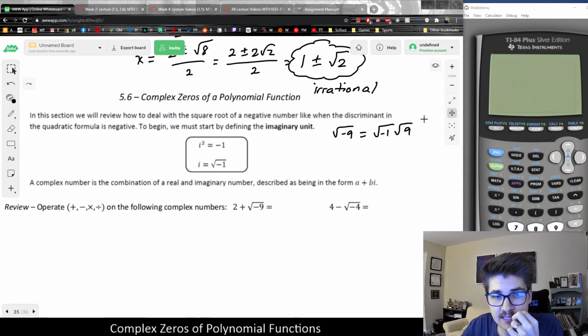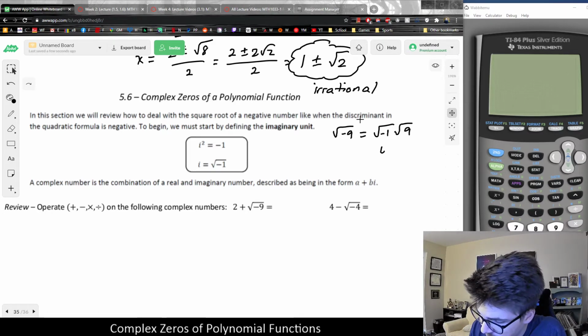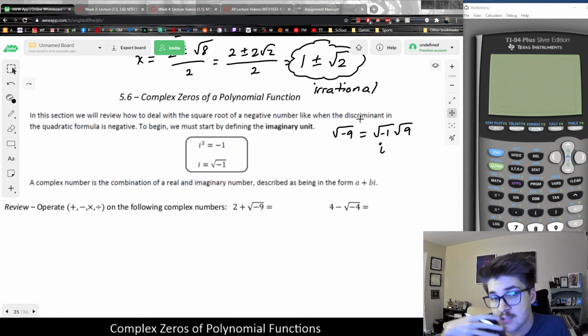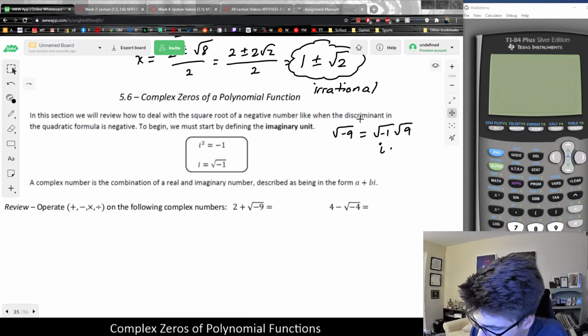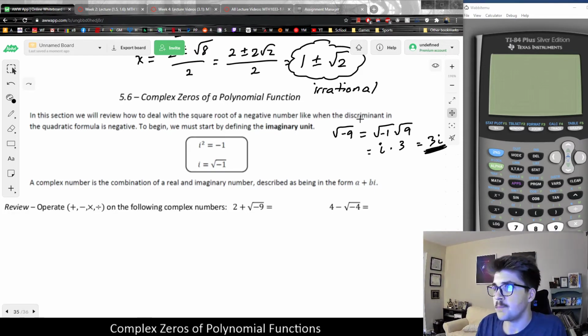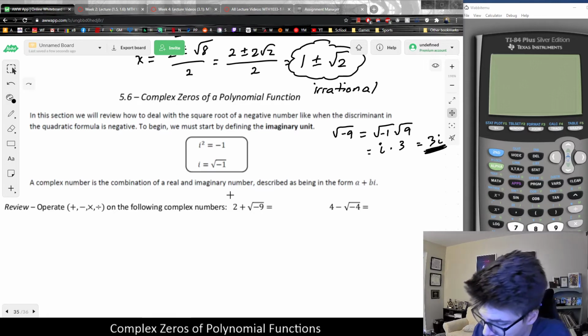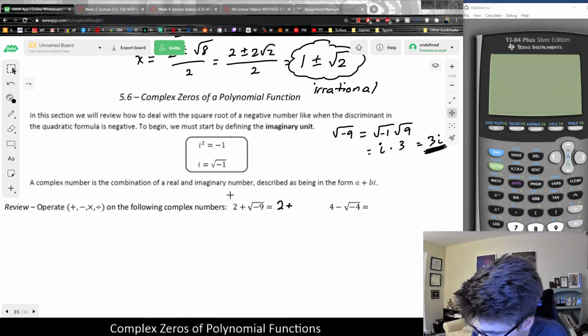Basically, I can separate a root and think about the square root of a negative, which is what i is by definition. There is no real number that squares to make a negative, and i is the imaginary unit, the square root of -1. And then the square root of 9 is 3. So what I would get is i times 3, or more commonly we write that as 3i. That is how we'd write and deal with the square root of a negative using the complex number system. And we could write this as 2 plus 3i.